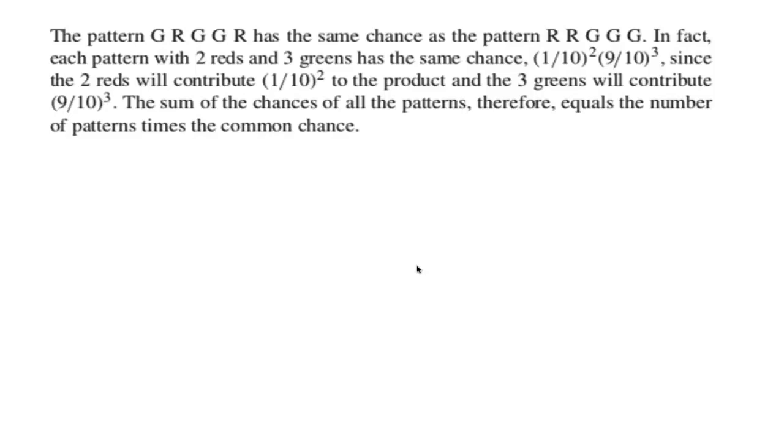So again, what we notice is that the pattern green, red, green, green, red has the same chance as the pattern red, red, green, green, green. In fact, each pattern with 2 red and 3 green has the same exact chance. And since the 2 red contribute 1/10 to the second power to the product, and the 3 green contribute 9/10 to the third power, the sum of the chances of all the patterns equals the number of patterns times the common chance. If we find all the ways of getting 2 red and 3 greens in different order, we basically multiply that number by this probability of 1/10 to the second power, 9/10 to the third power.